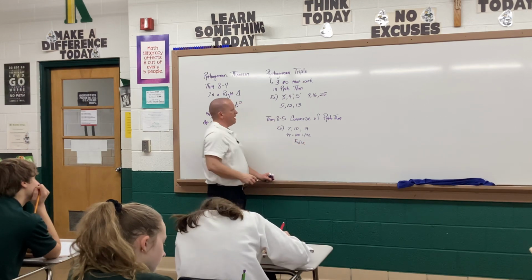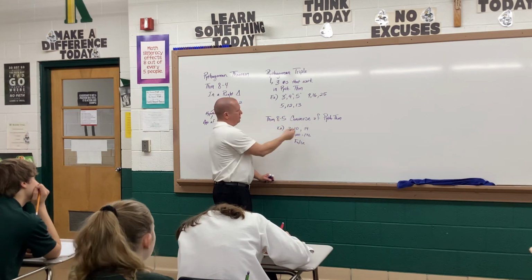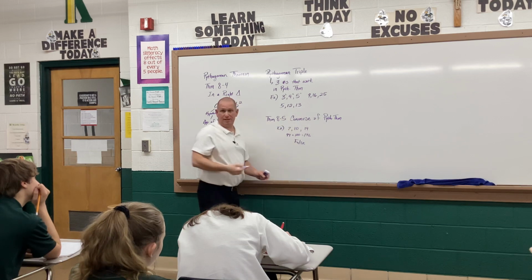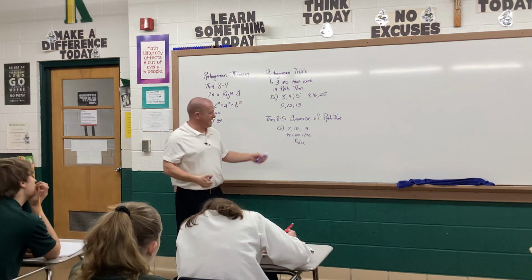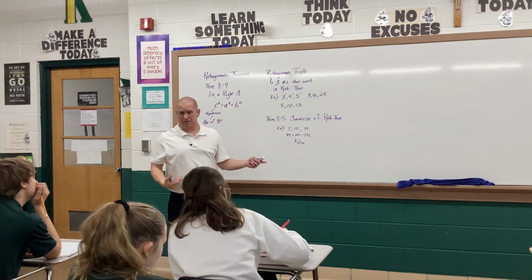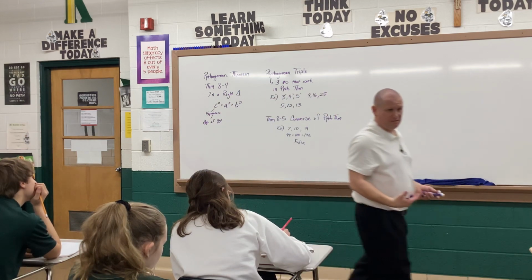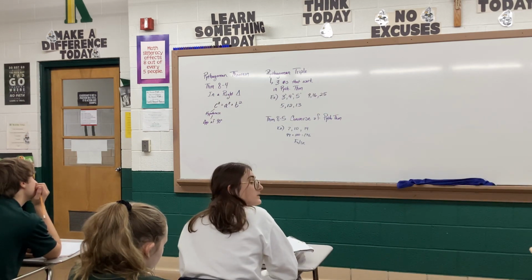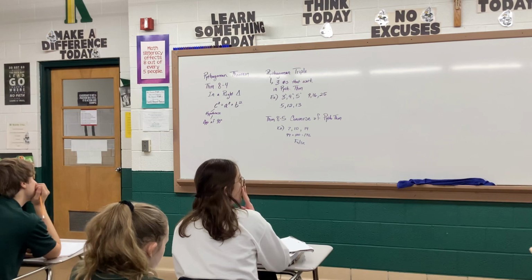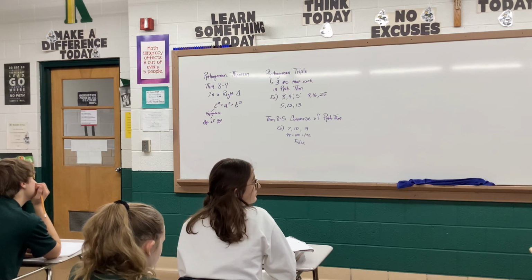Okay? And then if we would have done this one right up here, 5 squared plus 12 squared equals 13 squared. Is that true? Yes. And it's true because of the converse. Okay? That's all that's saying. So one's telling you that it is a right triangle. The other one's telling you, do those numbers form a right triangle? Okay?